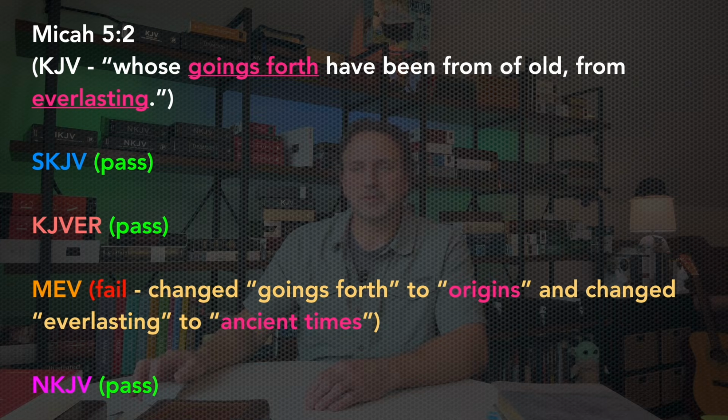Micah chapter 5, verse 2: "Whose goings forth have been from of old, from everlasting." The SKJV is a pass. KJVER is a pass. The MEV is a fail because it changes it to "origins" and "ancient times," so it reads, "whose origins are from ancient times." I will voice my opinion on this. I think that it makes Jesus created. It says that he has a beginning when you say his origins are from ancient times, and you changed it from his going forth is everlasting. So take it from there, what you think.